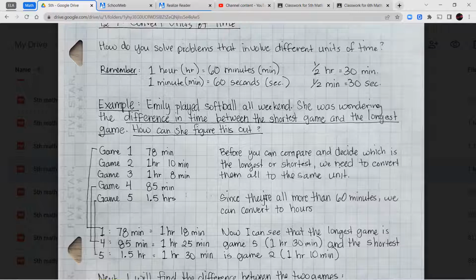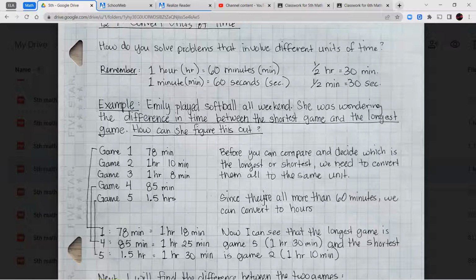So before I can compare and decide which is the longest or the shortest, I need to convert them all so I'm using the same unit. Now, since all of these are more than 1 hour, or more than 60 minutes, we're going to convert to hours. So I'm converting the ones that are not already in hours. So game 1, 78 minutes. I converted right here. Game 1, 78 minutes is equal to 1 hour and 18 minutes because 1 hour is 60 minutes. So if you subtract a group of 60 from here, you'll be left with 18. So it's 1 hour, 18 minutes.